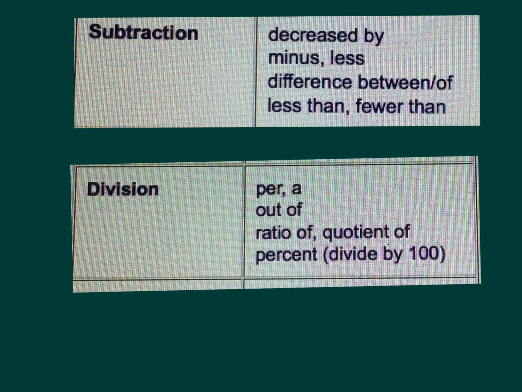Here are the words used for subtraction: decreased by, minus, less, difference between, of, less than, and fewer than. And the ones used for division: per, out of, ratio of, quotient of, and percent. Or it might just say divide by 100. You may need to hit pause again to make sure you get all of these in your toolkit.